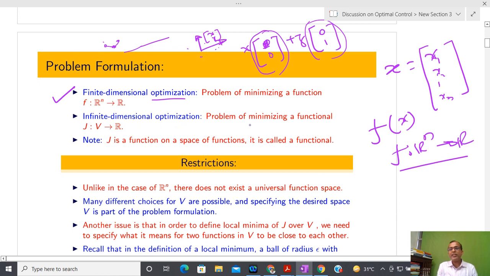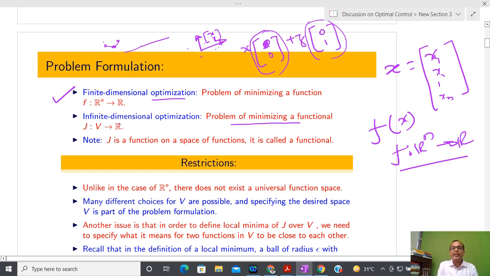In the infinite dimensional optimization problem I have some kind of functional. A functional is nothing but a function of functions. If you maximize or minimize that, you are not going to get tuples of numbers. Now you are going to get a function which gives the maximum and minimum value of this functional. In the finite case you get a tuple of numbers, and if you substitute those numbers inside the function, you get a maximum or minimum value.